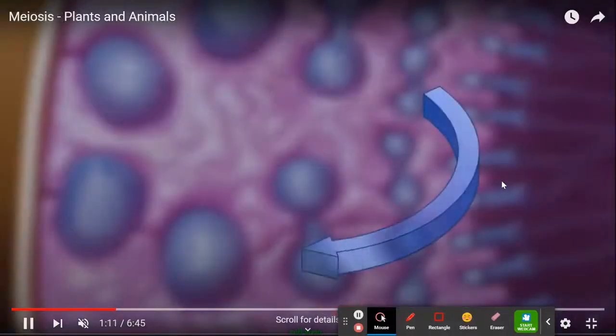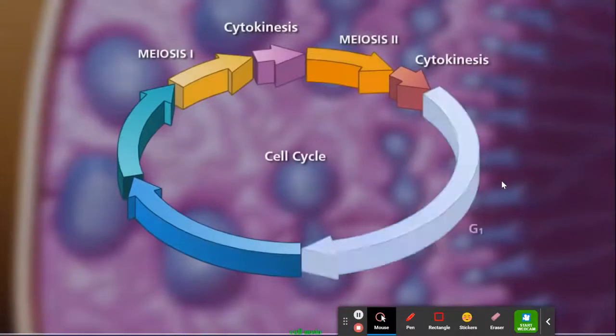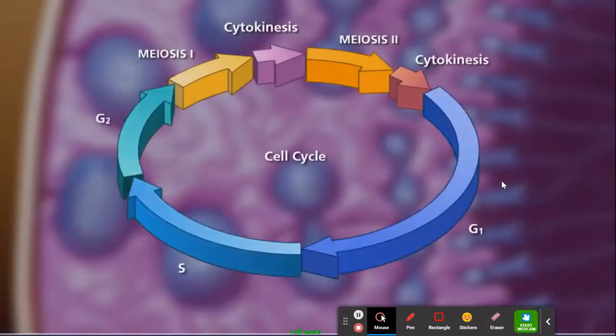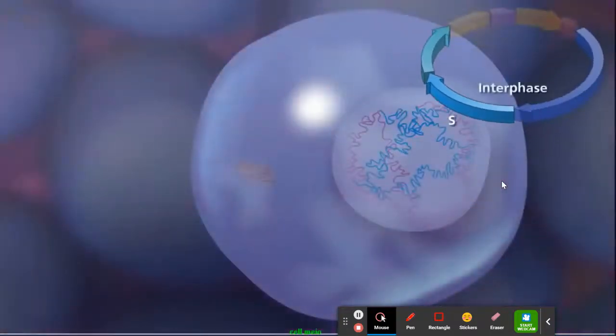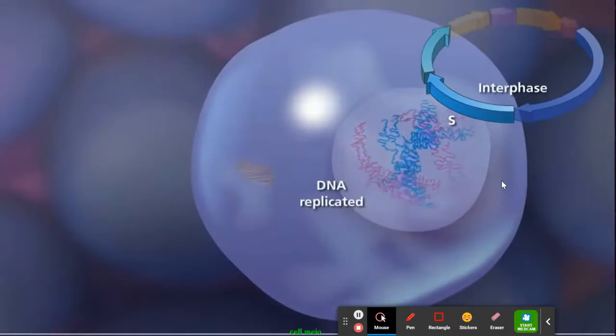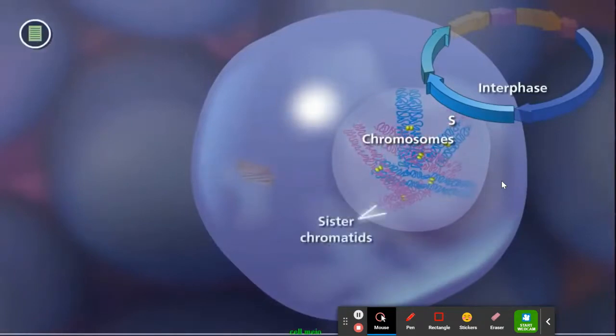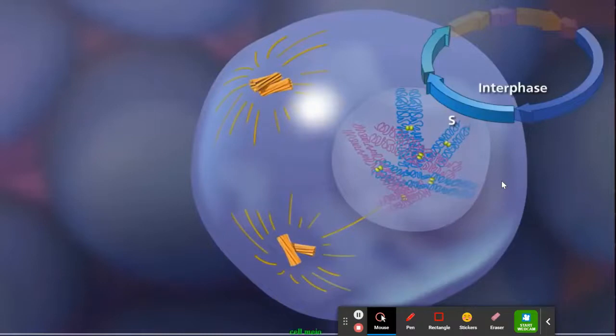So, before meiosis occurs, the cell is going to go through G1, S phase and the G2 phase. It still goes through interphase where DNA is replicated in the synthesis phase, where you have here those sister chromatids.